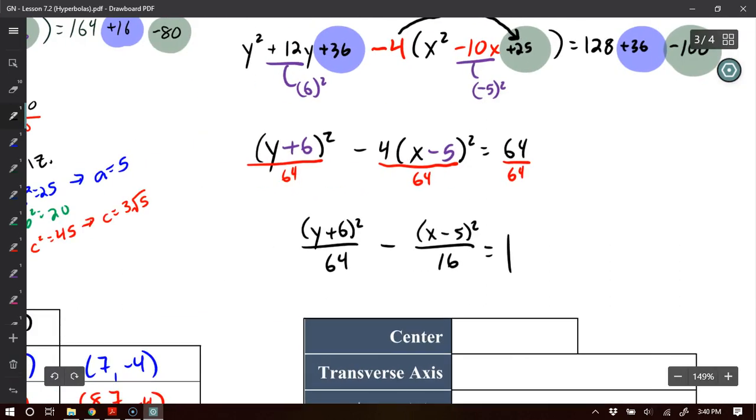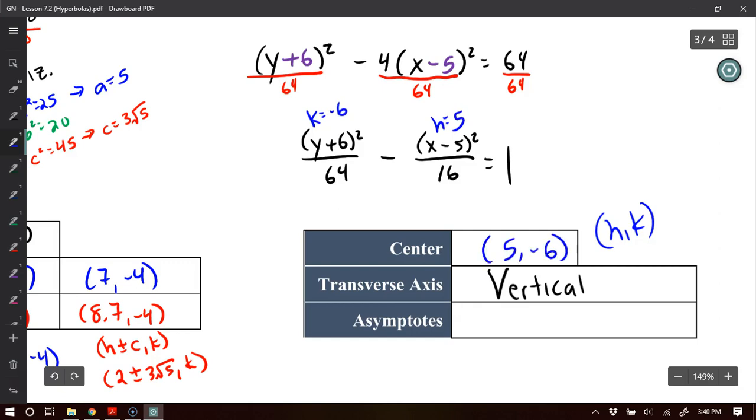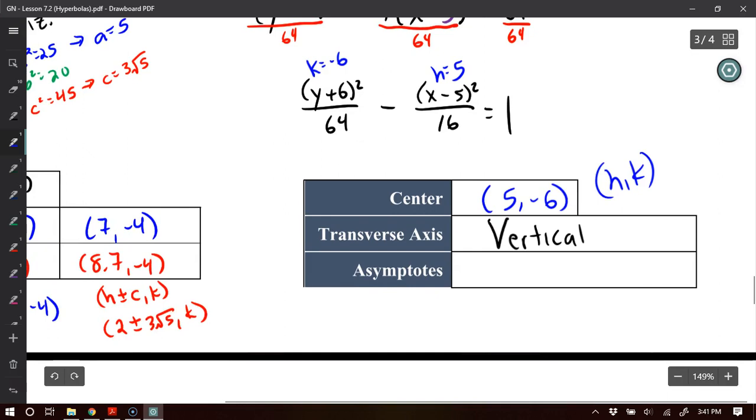Right away, I can see that this is going to be a vertical hyperbola because your y term is first. So my transverse axis is vertical. My center is the coordinate h comma k, so do be careful. K is negative 6 and h is 5. It's in the opposite order, so the center is 5, negative 6. For the asymptotes, we can always remember the y minus k, so that y plus 6 is given to us. The x minus h, the x minus 5, is given to us.